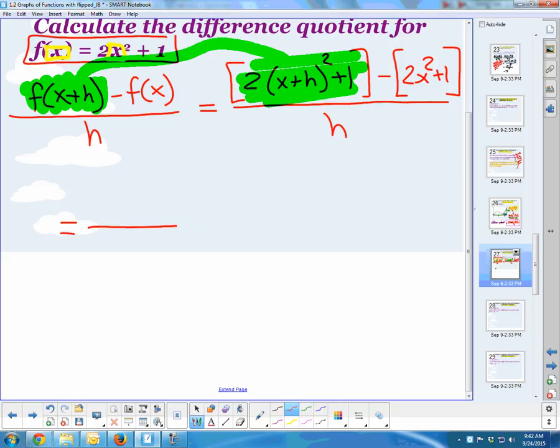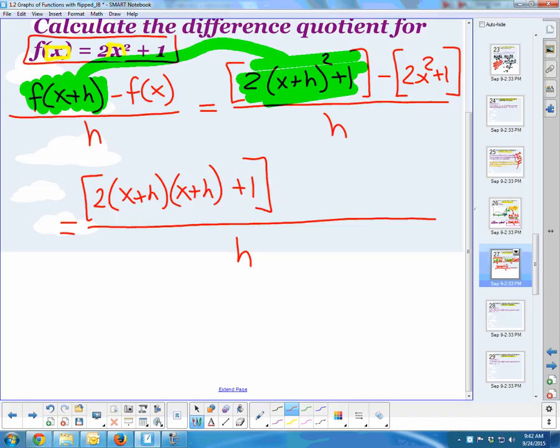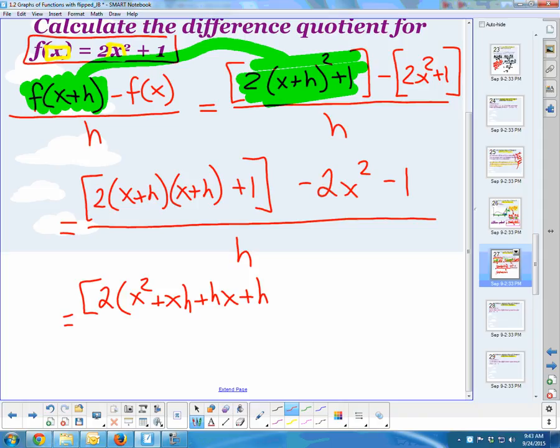So I'm going to have an equal sign here. I'm going to make a big fraction bar, give myself some space. My denominator of h is just hanging out for a few minutes. I recall that x plus h squared really means x plus h times x plus h. I have my plus 1. And then I'm going to distribute the negative through the second set of brackets, minus 2x squared minus 1. Just following order of operations, I'm going to start by multiplying x plus h times x plus h, and the 2 is just going to hang out. x times x is x squared, plus xh plus hx plus h squared, close that, plus 1. There's my other bracket. Minus 2x squared minus 1.